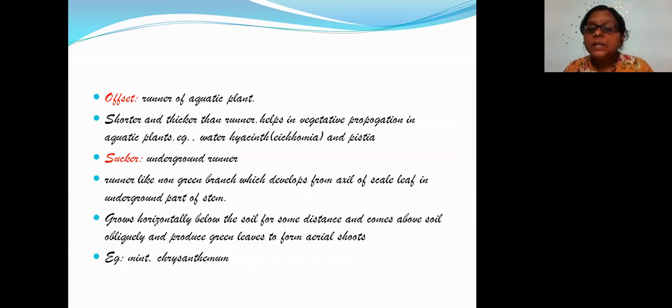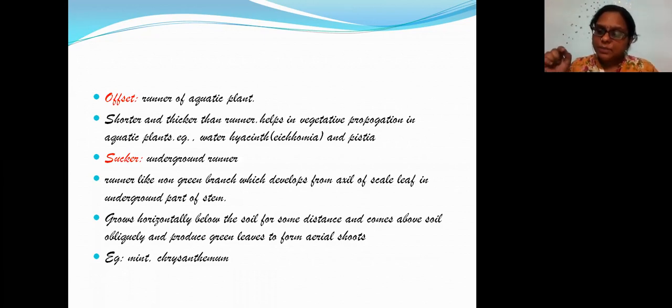Mint is what I wanted to say. Pudina, mint is there, right? It's the example. Have you seen the mint? Some portion will be down the soil and suddenly it comes out. And then it will have beautiful green leaves which we actually use as mint.